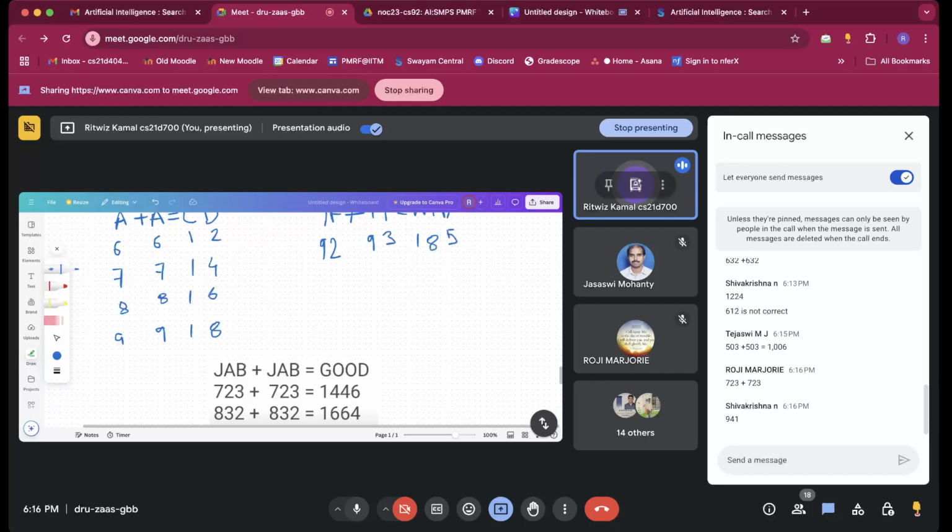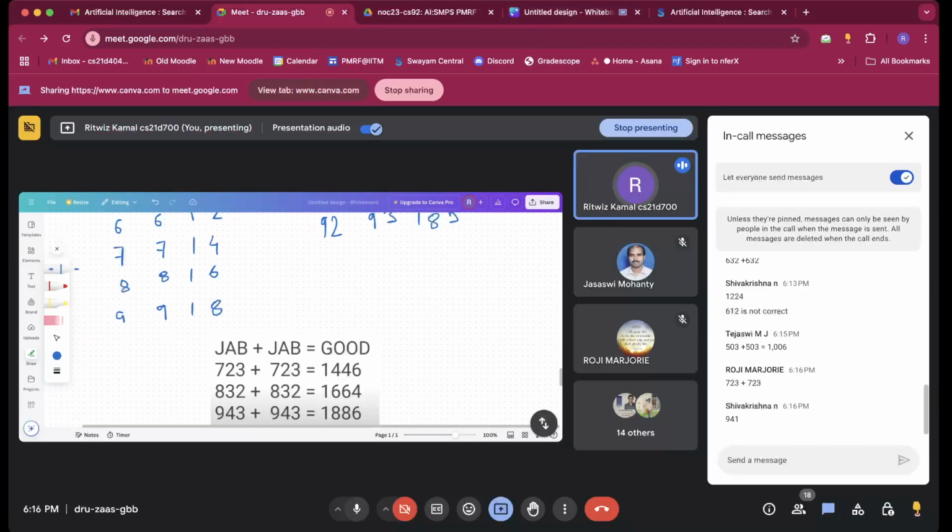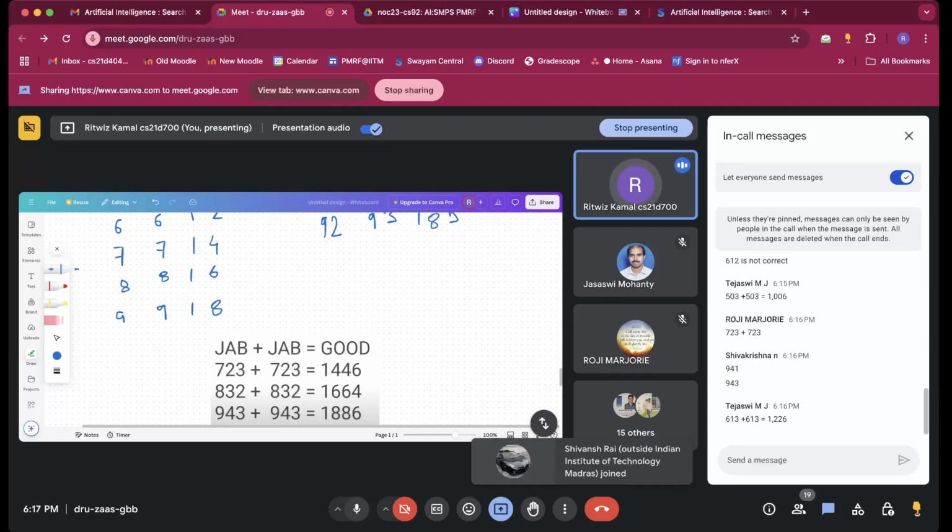Shiva Krishna, 941. Let's check. Almost there. So 943 should give us the answer. If we do 941, then that will give us 1882. But in that case, the problem is that you're assigning 1 to both B and G, right? So if you move to 943, that will solve the problem for us. And if you think about it, these three are the only possible solutions that we can have to this particular crypto arithmetic problem that is given to us. Any other solution will violate at least one constraint that is given to us in the question.